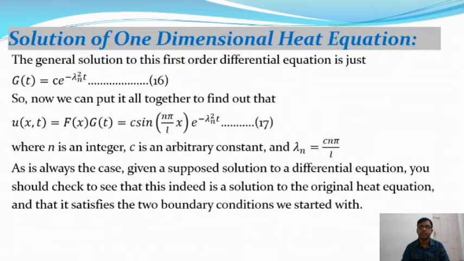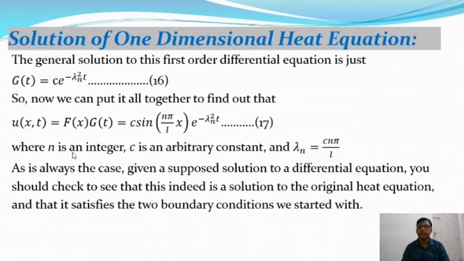Okay, or the solution of g of t. So now we can put it all together to find the general solution of u of x comma t, which is equal to f of x into g of t, and both the solutions of f of x and g of t are already found. So after putting the values of f of x and g of t, we get the required solution, which is equal to c into sin(n pi by l into x) e to the power minus lambda n square into t, and we can call it equation number 17.